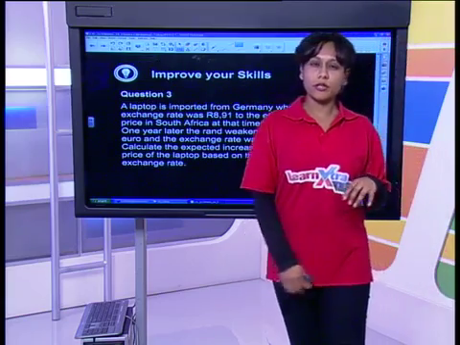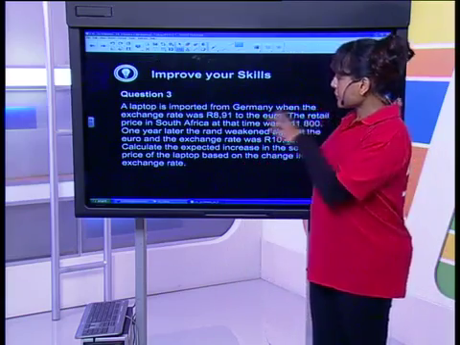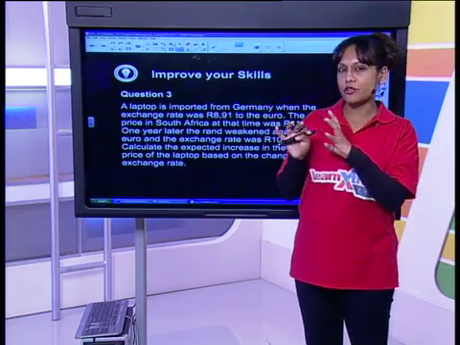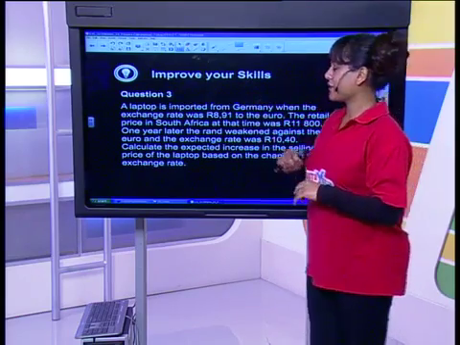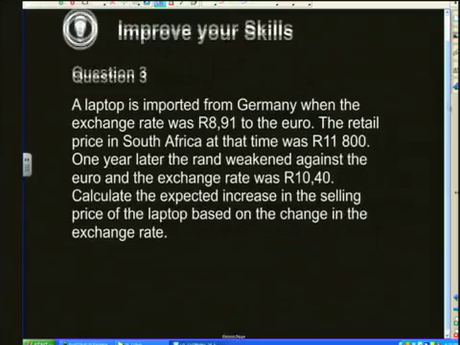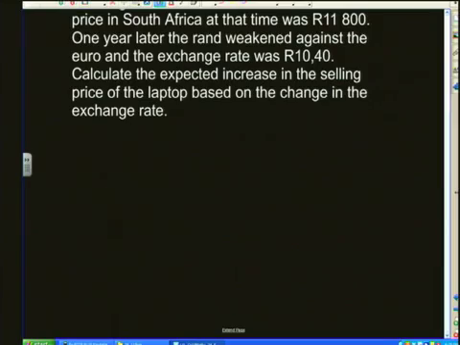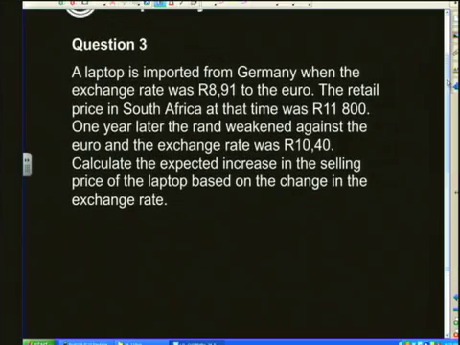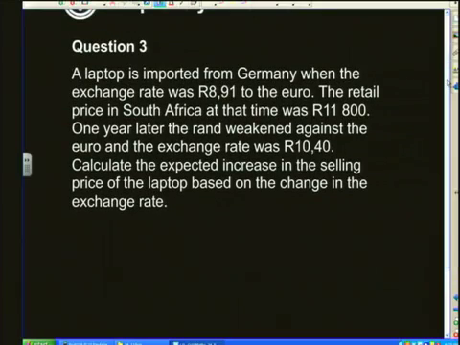All right, let's move on to question 3. Now in this question, there is a little mention of exchange rates, but let's have a look, because this one's got a little trick in it, and let's see if you hopefully picked it up and you've got the answer to this one at home. They say a laptop is imported from Germany when the exchange rate was 8.91 rand to the euro, the euro obviously being the currency in Germany. The retail price in South Africa at that time was 11,800 rand.